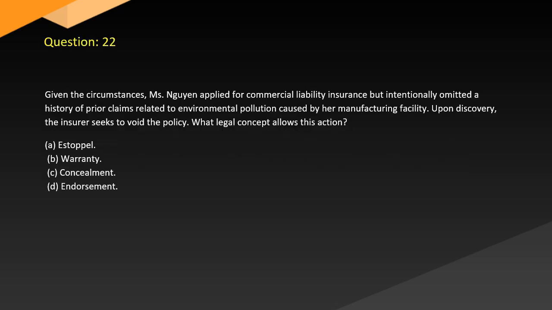Question 22. Given the circumstances, a new applicant applied for commercial liability insurance but intentionally omitted a history of prior claims related to environmental pollution caused by her manufacturing facility. Upon discovery, the insurer seeks to void the policy. What legal concept allows this action? A. Estoppel. B. Warranty. C. Concealment. D. Endorsement.